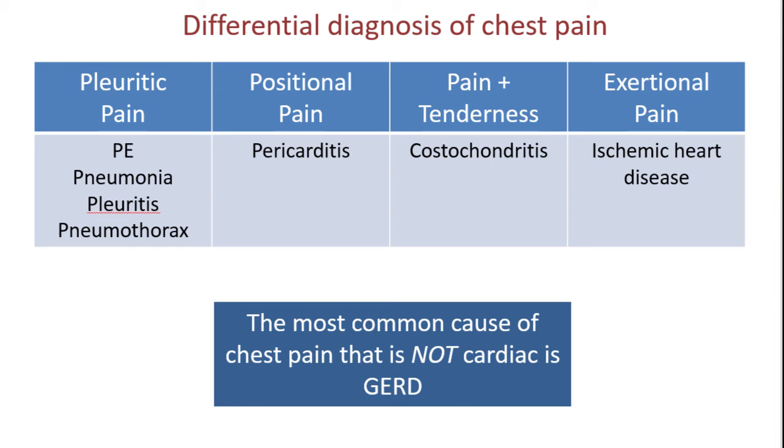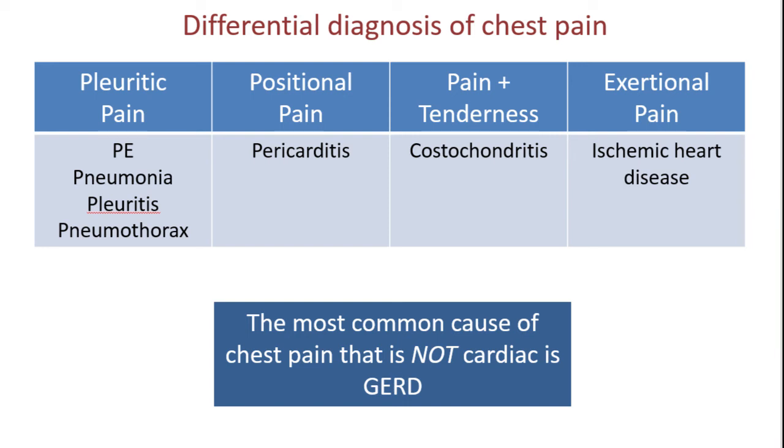Pleuritic chest pain. Pleuritic pain coming from the pleura could be due to pulmonary embolism, pneumonia, pleuritis, pneumothorax. Pleuritic chest pain worsens with deep breathing.